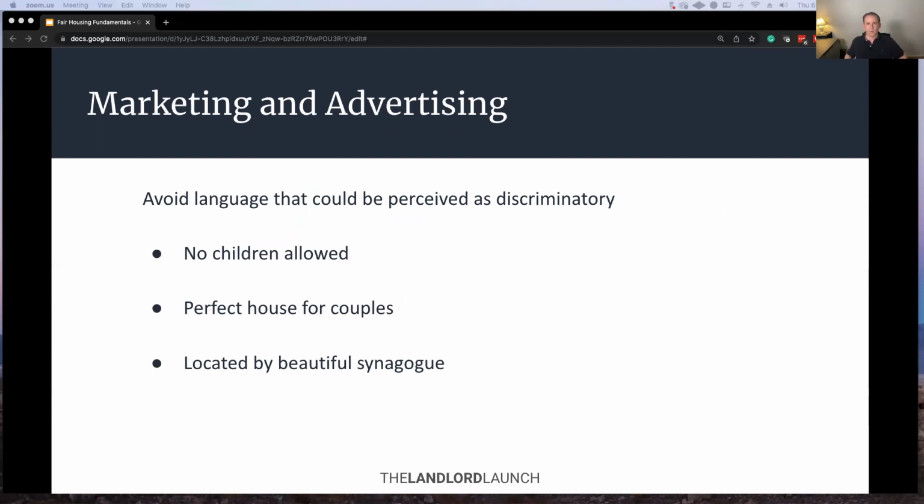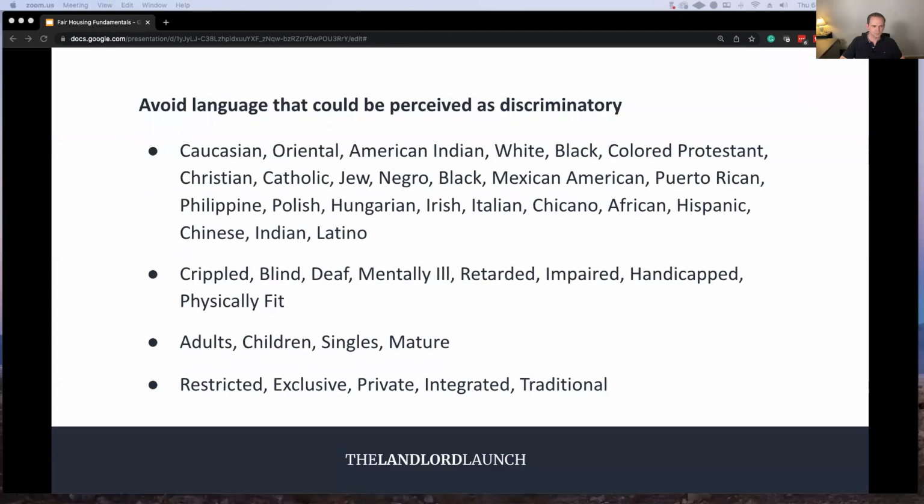So now what we're going to be doing is we're going into kind of the property management cycle. So just kind of follow along here. The first thing that we really look at in the property management cycle is getting our property out there. So the marketing and advertising side of that. Again, avoid that language that could be perceived as discriminatory. No children allowed, perfect house for couples. Again, located by beautiful synagogue. We're excluding a group of people based on a protected class. You know, what religion are they? You know, their marital status, no children allowed, familial status.